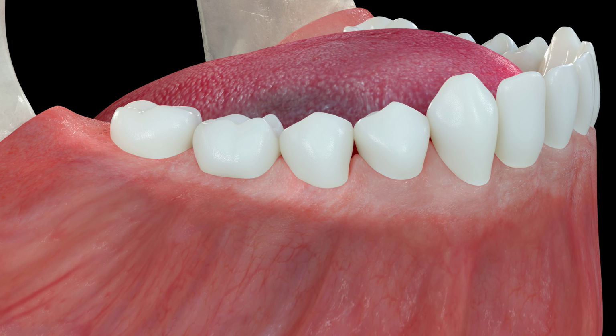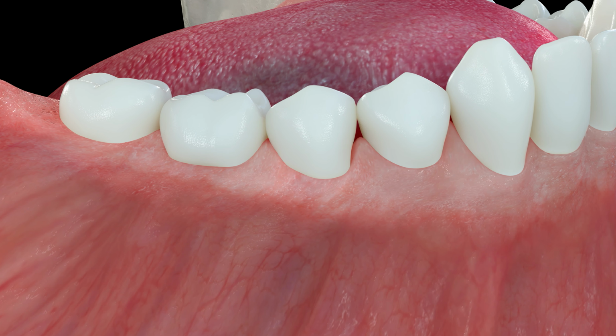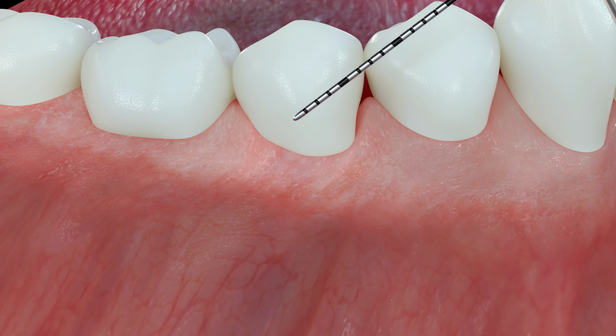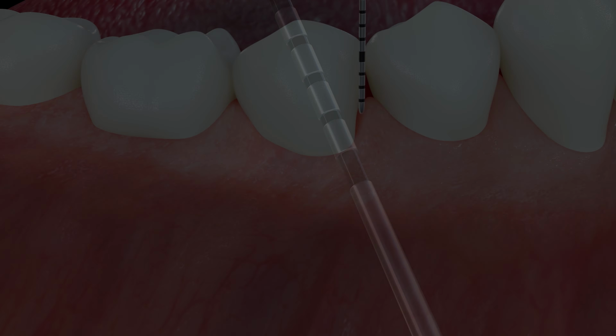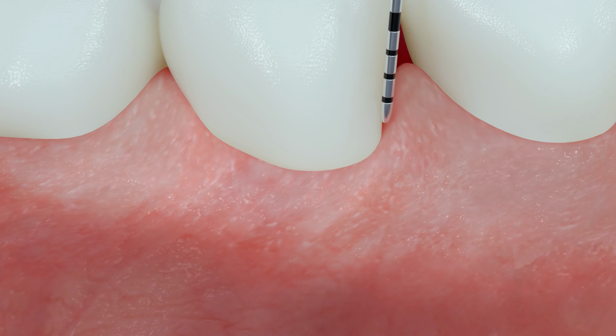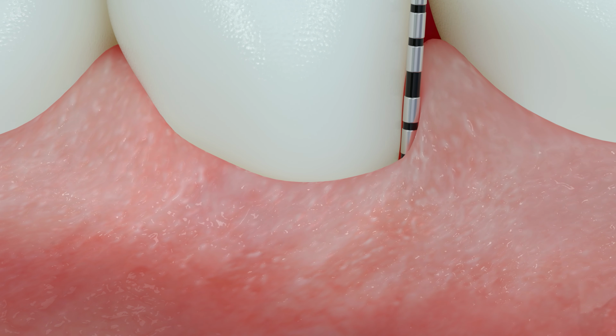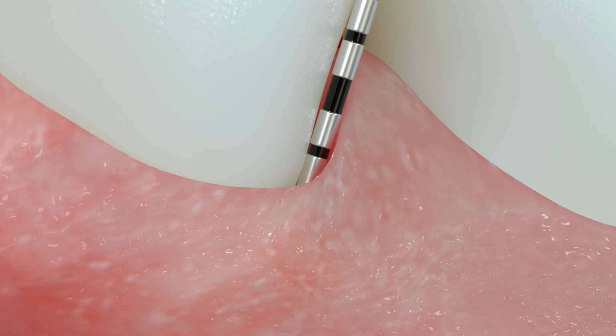Position the patient comfortably and ensure proper lighting for visibility and access to the oral cavity. The periodontal probe is a great tool to quickly identify critical probing depths that can provide information on periodontal health or disease status of the patient.